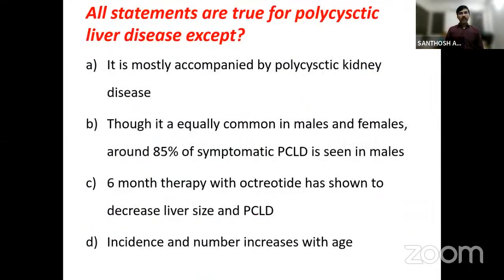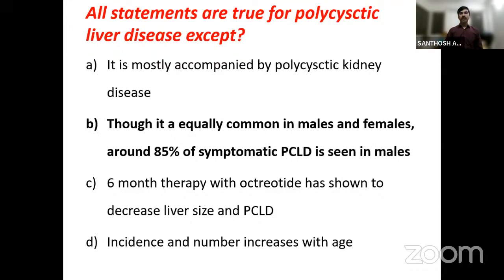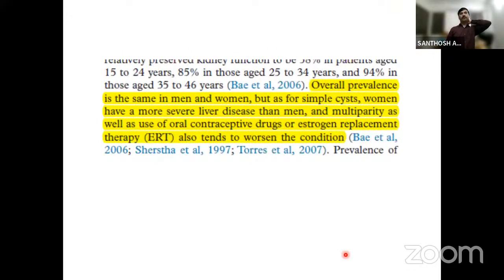All statements are true for polycystic liver disease except it is mostly accompanied by polycystic kidney disease. Yes, though it equally occurs, equally common in males and females. Around 85% of symptomatic cases in males, it is false. And that is the answer. 6 months therapy with octreotide has shown a decrease in liver size in PCLD. It may seem to be wrong. Incidence and numbers increase with age. Yes, it is true. So between B and C, whenever we have such confusion, we just go back and check.